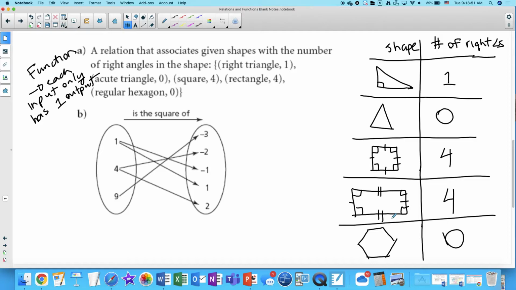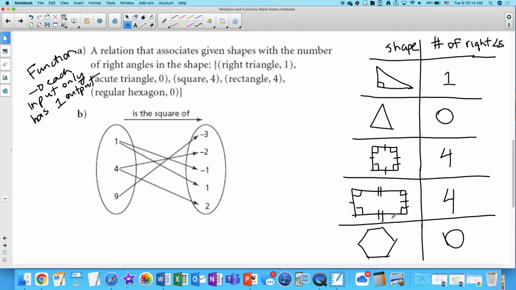Yeah? So does that not count for the square because both the 4s are the same values? Yeah, but these are output. Square only has one output value. Rectangle only has one output value. They happen to be the same value. That's okay. But when you specifically look at an input, it only produces one output.